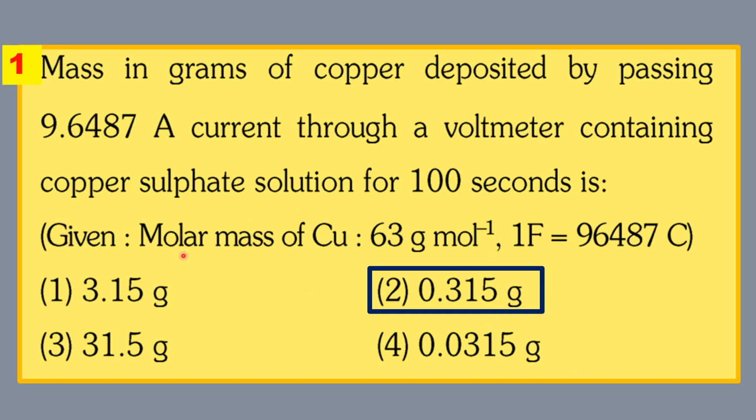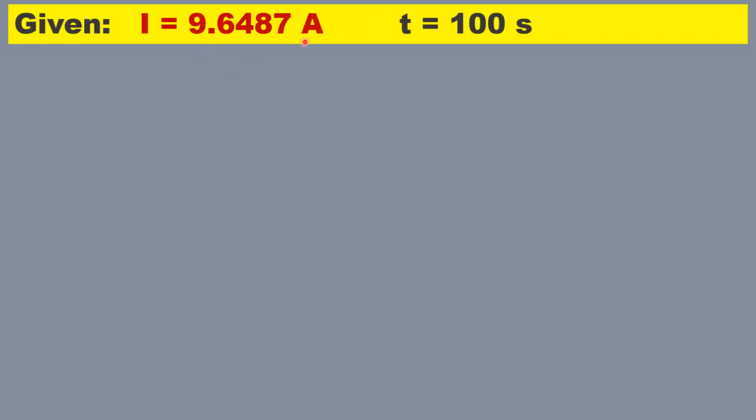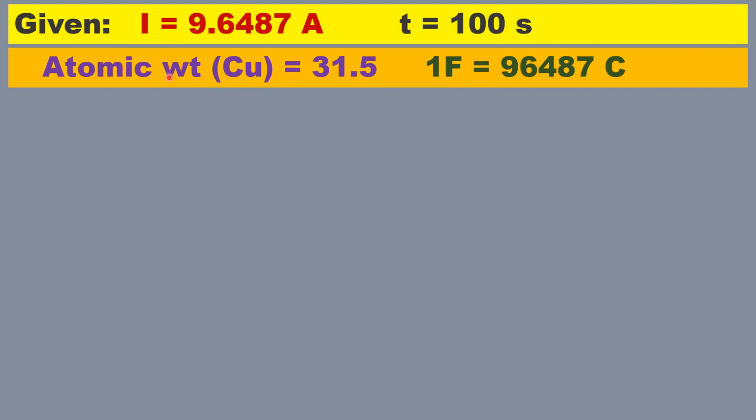They have given the atomic mass of copper as 63 gram per mole, and 1 Faraday equal to 96,487 coulombs. Let us see the given data. In this problem, they have given the current passed and how much time the current was passed, that is 100 seconds. The current is 9.6487 ampere, and also the atomic mass of copper, and 1 Faraday equal to 96,487 coulombs.